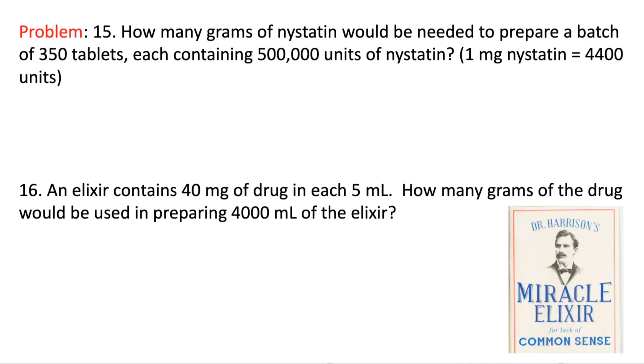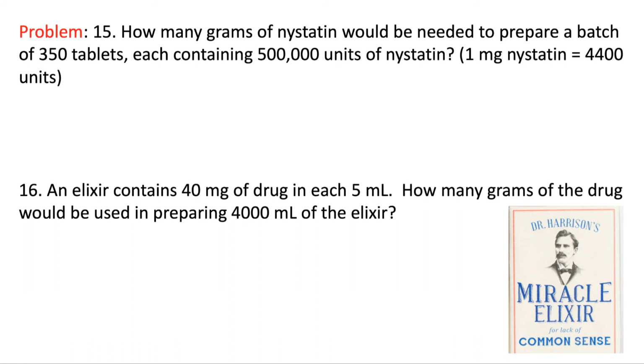All right, let's simplify things here a little bit and go back to some standard dosing questions, things that hopefully by now you're finding are pretty straightforward. So question 15 says, how many grams of nystatin would be needed to prepare a batch of 350 tablets, each containing 500,000 units of nystatin. And it says there that 1 milligram of nystatin is equal to 4,400 units. And this kind of goes back to the chapter we did about units of activity.